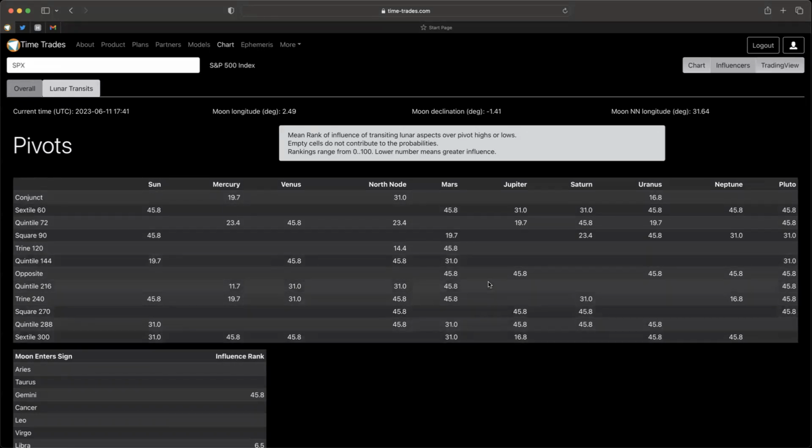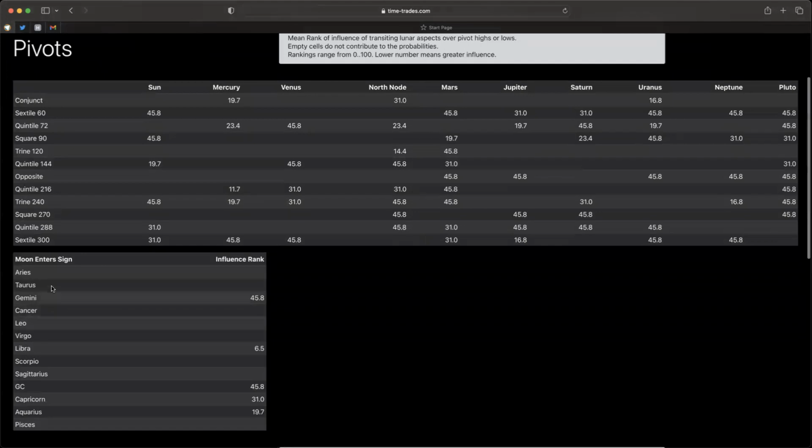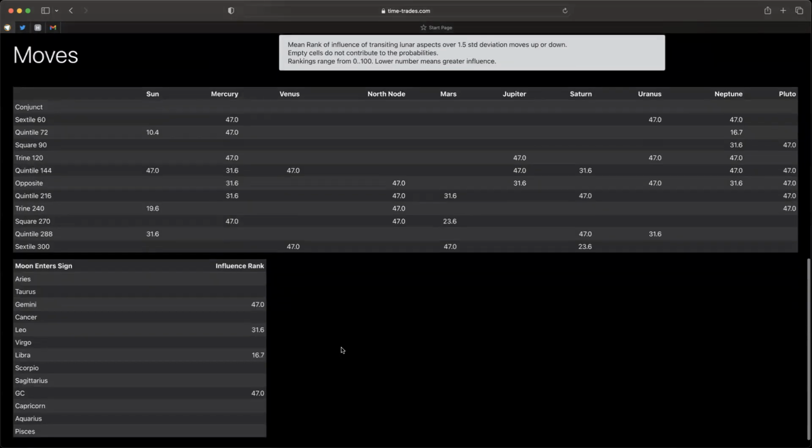Okay. I don't see any lower numbers here, but using this, you can identify what are the most influential lunar aspects over either a pivot. And we can see here the moon entering Libra is a very significant influencer, and moves. We can also take a look at what influences big moves here.